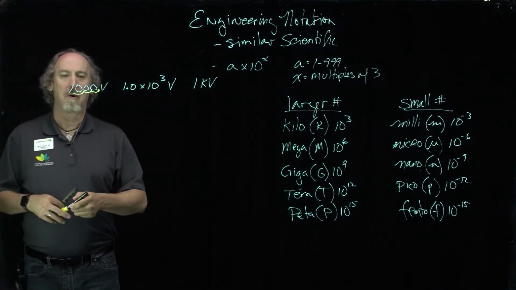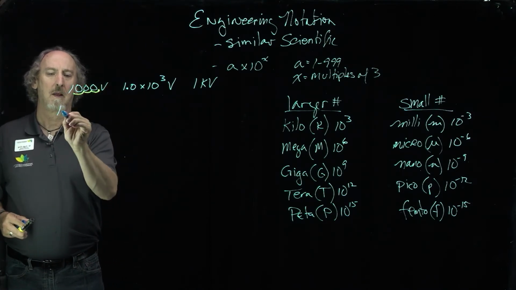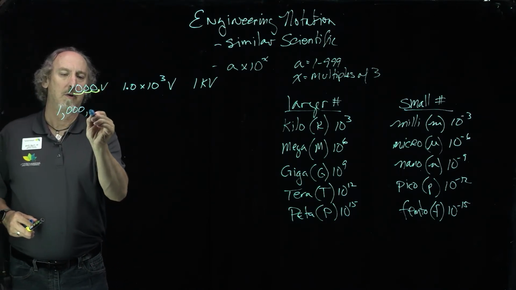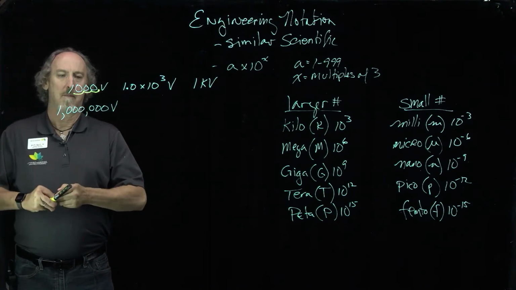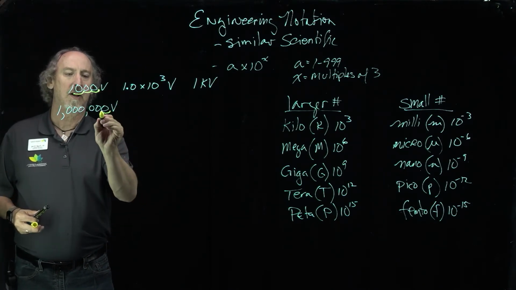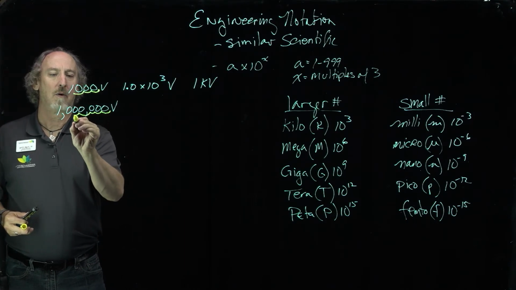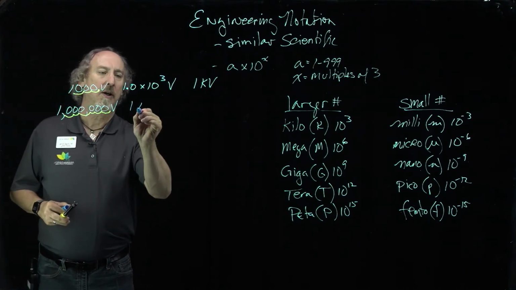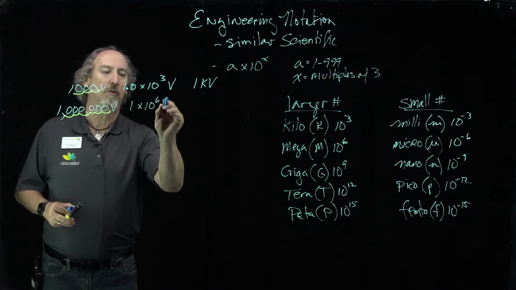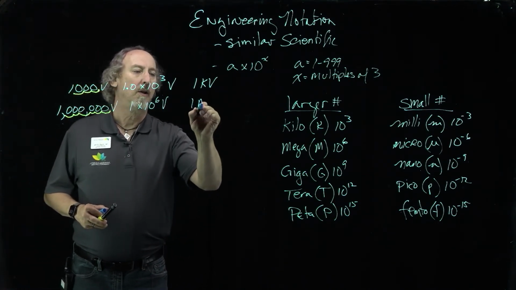So if we make that number a little larger, say 1 million volts, and I'll move it over 3 spots at a time, 1, 2, 3, 4, 5, 6. That's going to give me 1 times 10 to the 6 volts, or 1 megavolt.